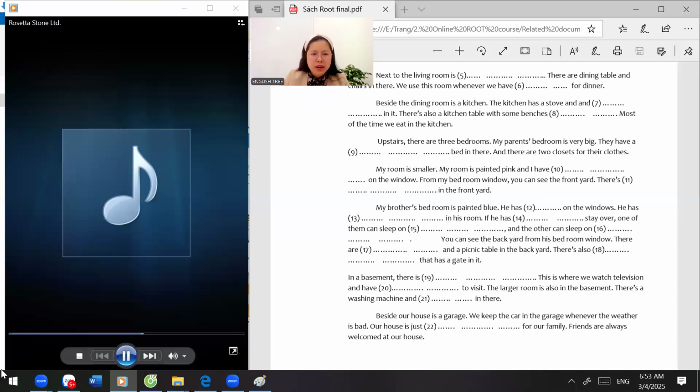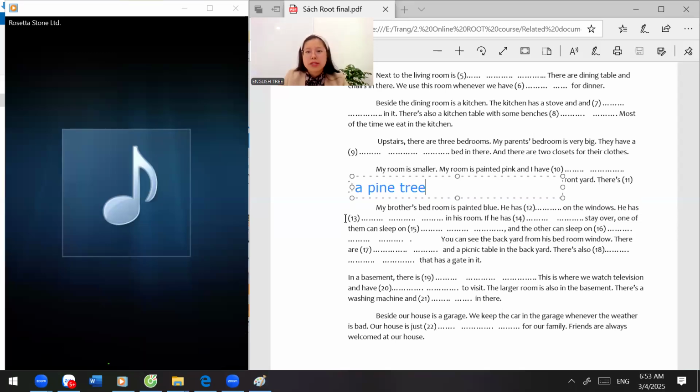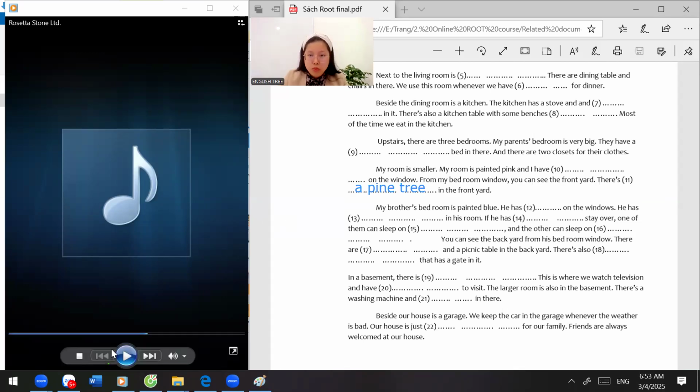I think my brother's bedroom is painted blue. So it's there is a pine tree. It should be there is a pine tree in the front yard. And then my brother's bedroom, yeah. He has blinds on the windows. He has blinds. So again, blind is a cái mảnh, right?